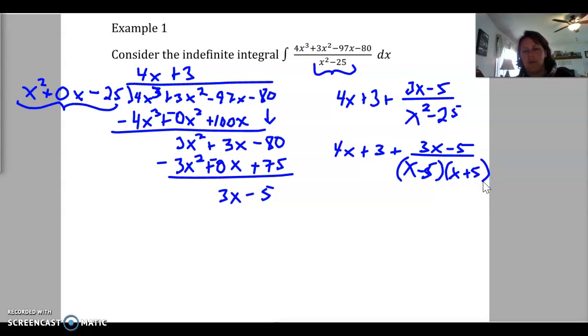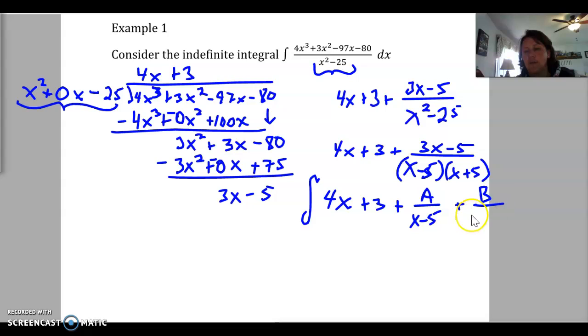Okay, so we need to use partial fractions for that second part, and when we integrate, that's going to look like this. So we're going to integrate 4x plus 3, so we can integrate those terms just fine, and then plus 3x, well, let's rewrite those in integration terms, or partial fractions. So we don't know what these are going to be yet, so I'm just going to say A over x minus 5 plus B over x plus 5.